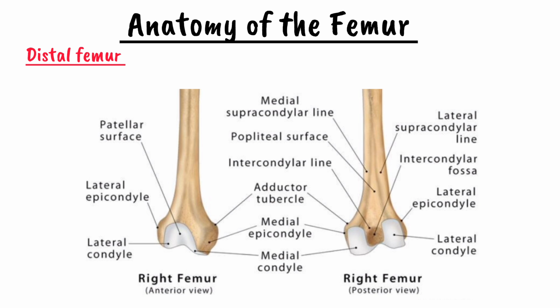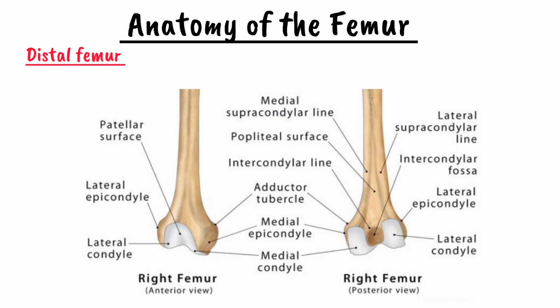So the intercondylar fossa is in between the two condyles. In between the two condyles, there is a deep notch on the posterior surface of the femur. It is called the intercondylar fossa. Now this fossa is limited anteriorly by the patellar surface and posteriorly by the intercondylar line. The lateral surface of the medial condyle forms the medial wall of the fossa, while the medial surface of the lateral condyle forms the lateral wall.